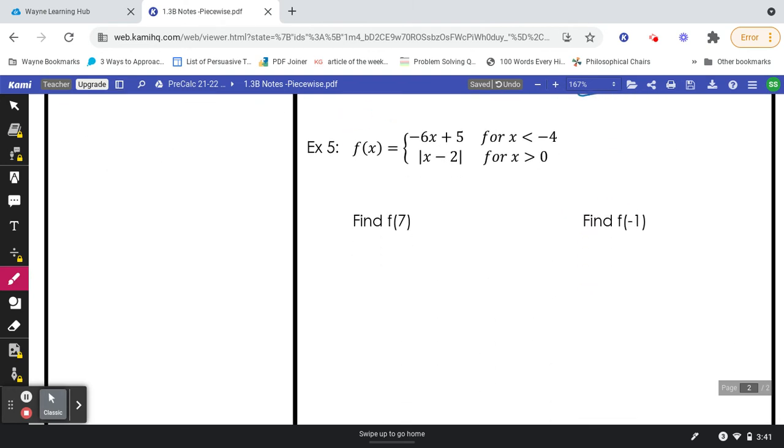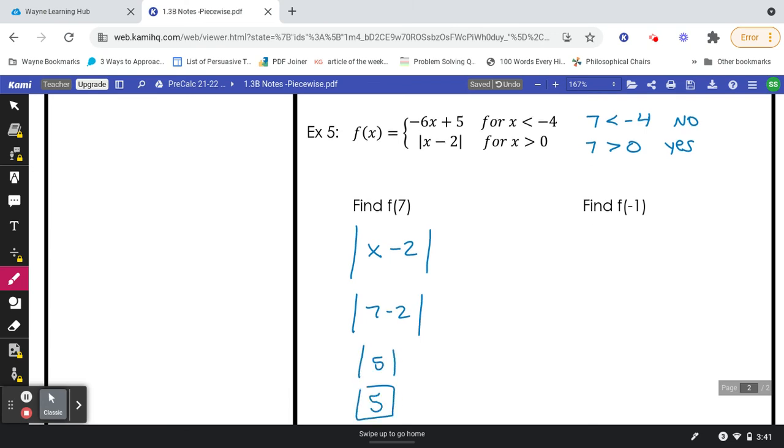Next problem, example number 5. Find f of 7. So let's check to see which one of these categories 7 falls into. Is 7 less than -4? No, it's not. Is 7 greater than 0? Yes, it is. So we're going to use the absolute value of x minus 2. And we'll plug in a 7. Absolute value of 5 is 5. Absolute value, remember, is always a positive. It's the distance from 0. And also, you don't have to write this stuff up here every time. If you can do that part in your head, that's perfect.